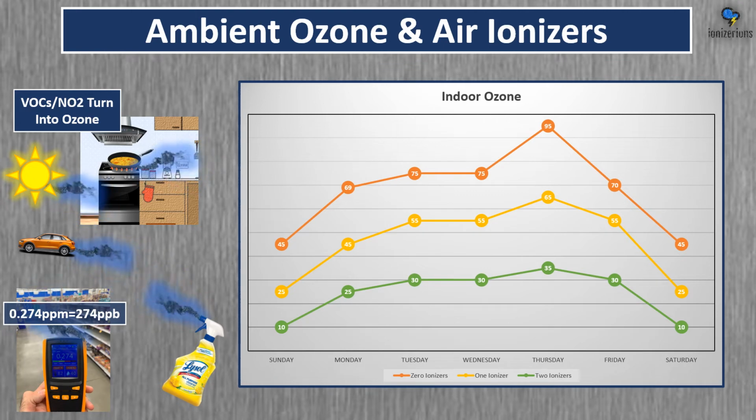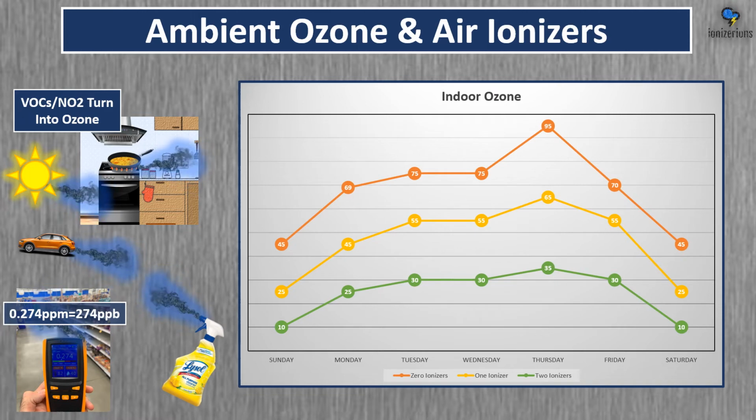Ambient ozone and air ionizers. Ozone is created from many chemical reactions, from sunlight, from volatile organic compounds mixing with other molecules in air, from traffic pollution, from cleaning supplies. And as you can see in the bottom left photo, that's ambient ozone inside of a grocery store. Again, ozone exists in all air at all times. This has nothing to do with ionizers. This is a natural molecule that simply exists.